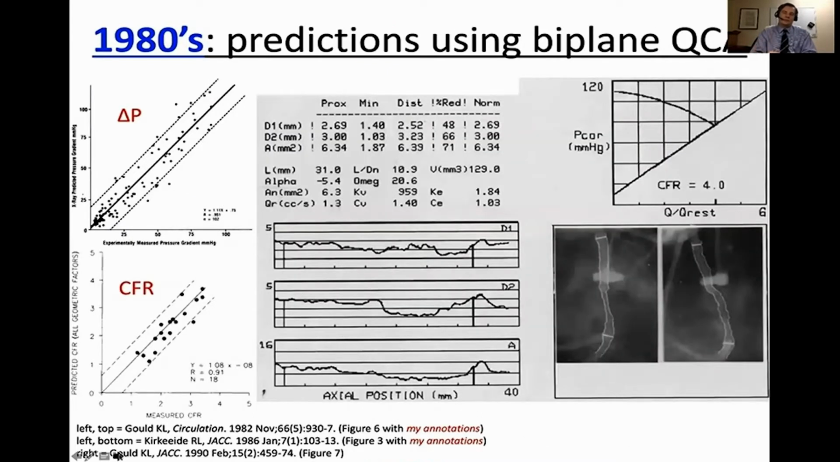Ultimately, what this led to was work that became available on QCA systems in the cath lab. This is stuff that came out in the 1980s. You can see that some of my colleagues developed a lot of the theory and practical implementation behind this, taking quantitative coronary angiograms along the length of the vessel, making assumptions about the amount of flow that goes through there and how the myocardial bed reacts, and then using that to predict either the absolute pressure gradient across the stenosis or coronary flow reserve, which was the interest in the early to mid part of the 1980s.